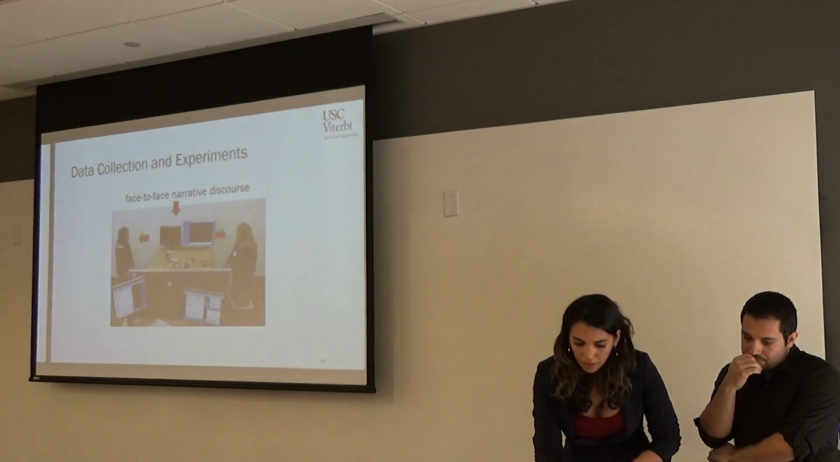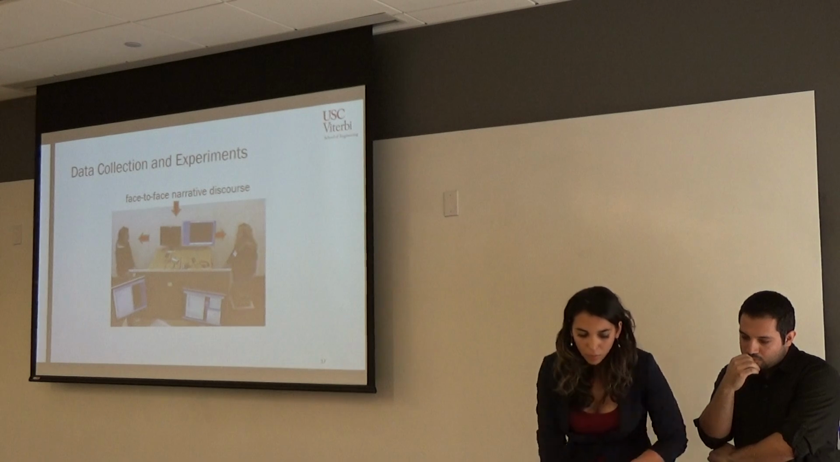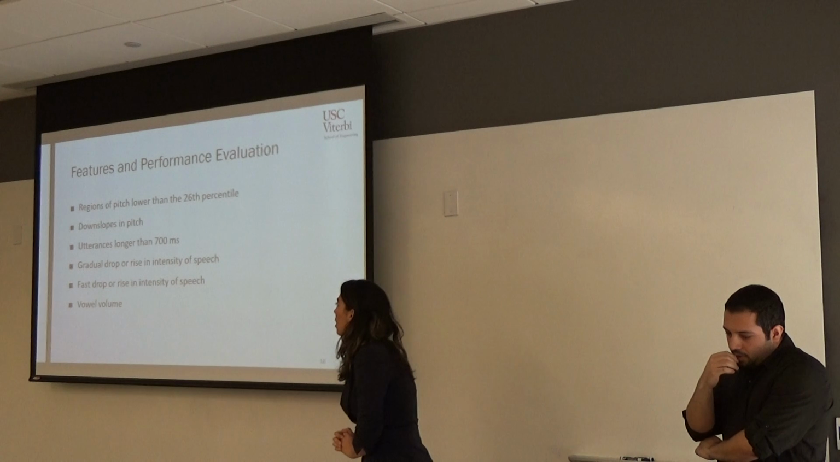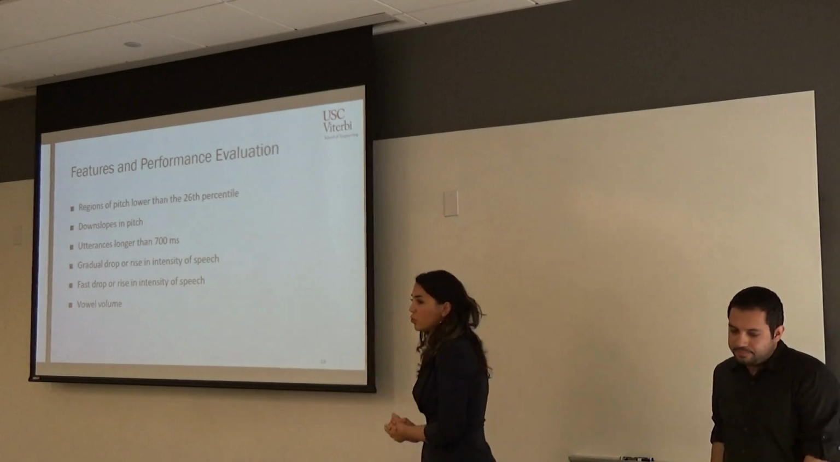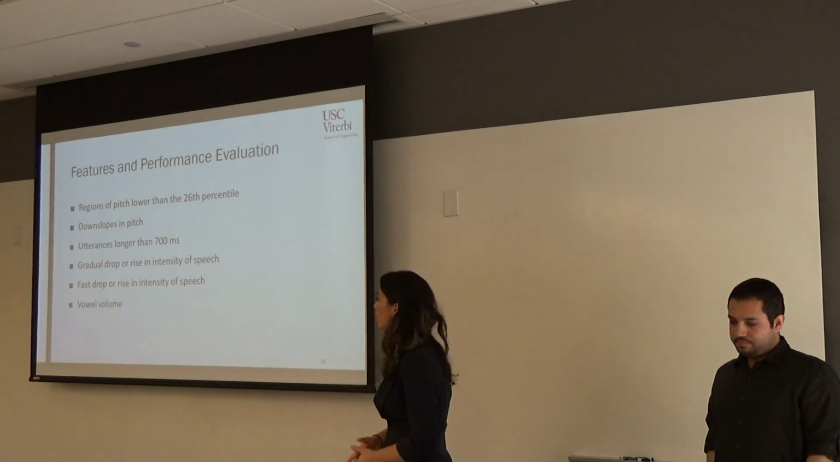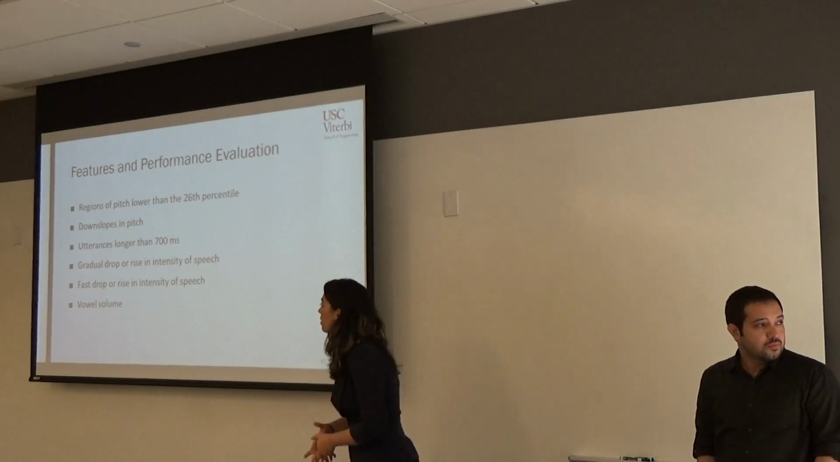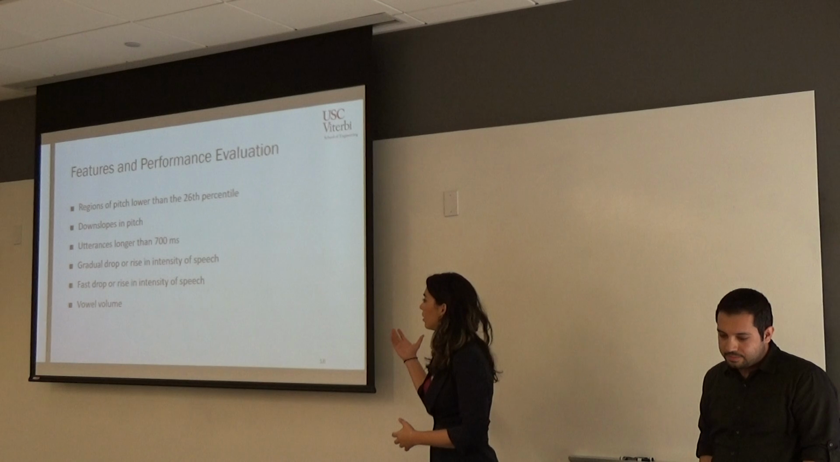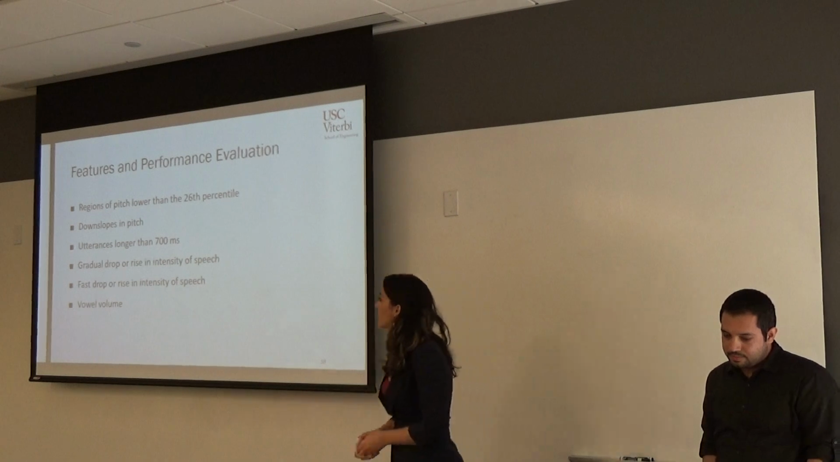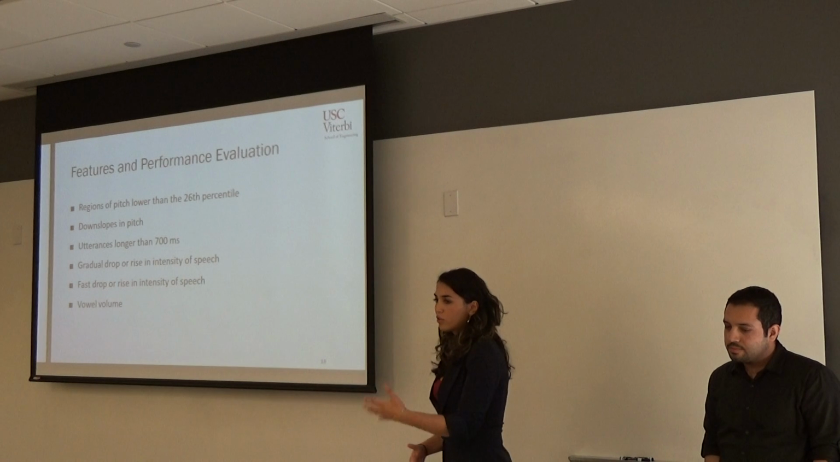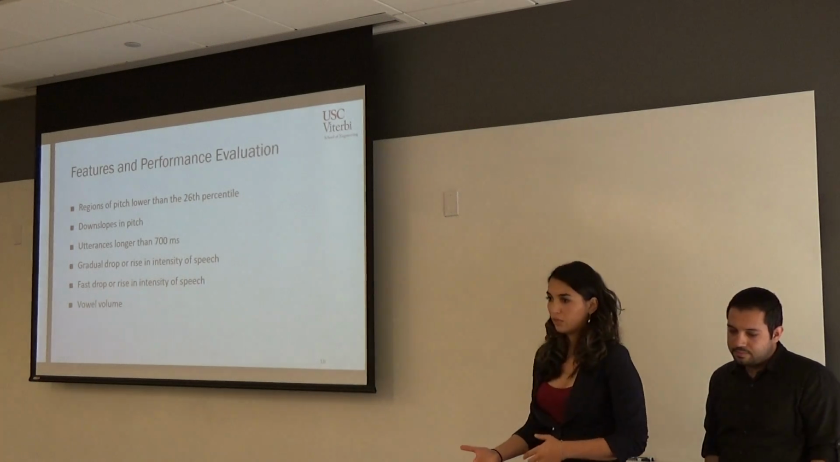So the 50 test cases were performed, and after that, the features that were extracted were the visual and vocal features. For instance, the gradual drop or rise in the intensity of the speech, or the vowel volume, or the downslopes in the pitch. Besides these features, they also have some manually annotated features.